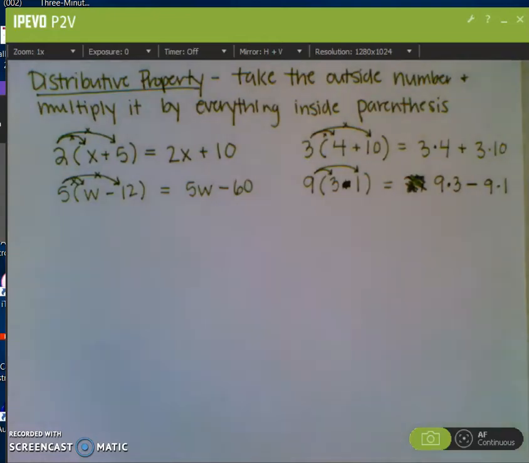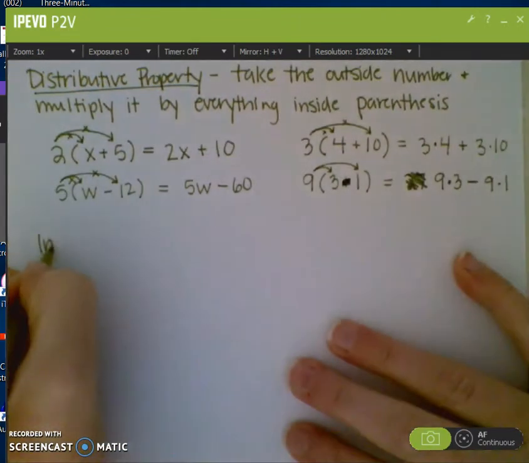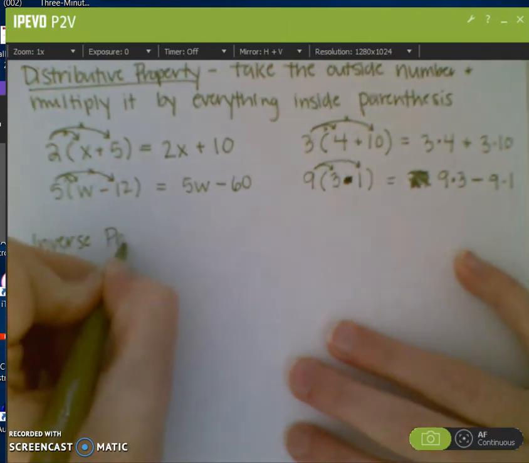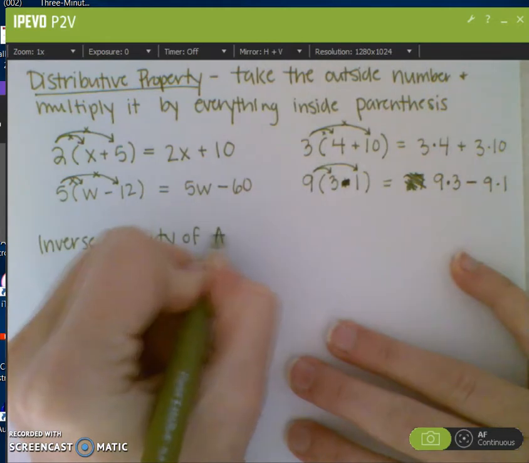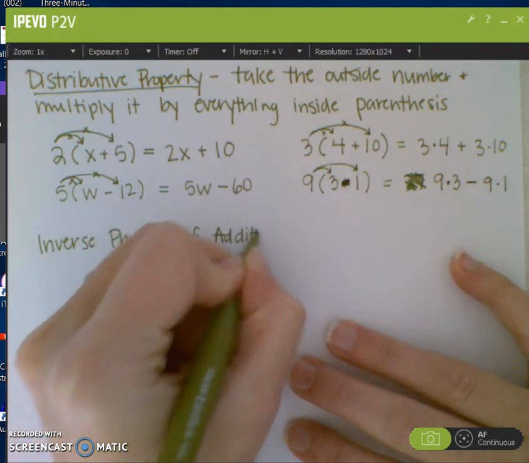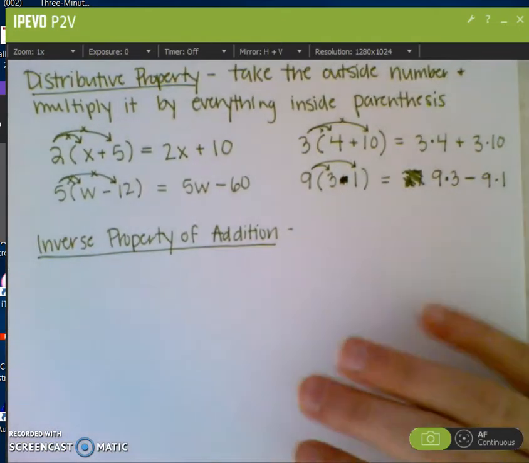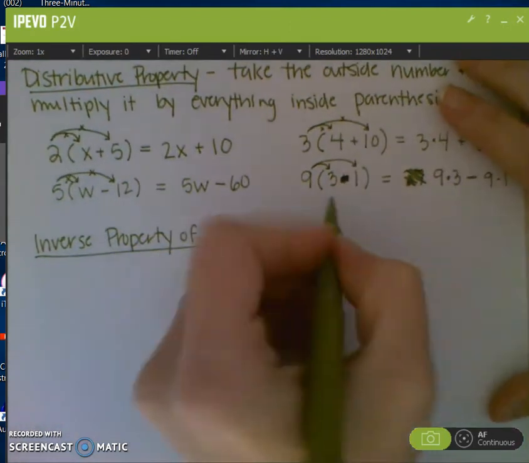The last property we're going to talk about goes to the other half of the distributive property. It's just going to go right underneath it, and it is the inverse property of addition. The inverse property of addition says that when you add opposite numbers, the answer is always 0.